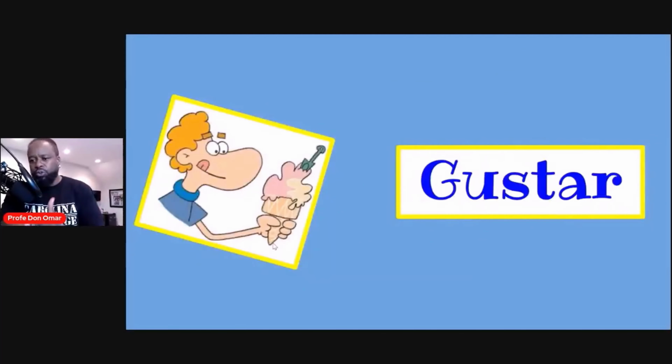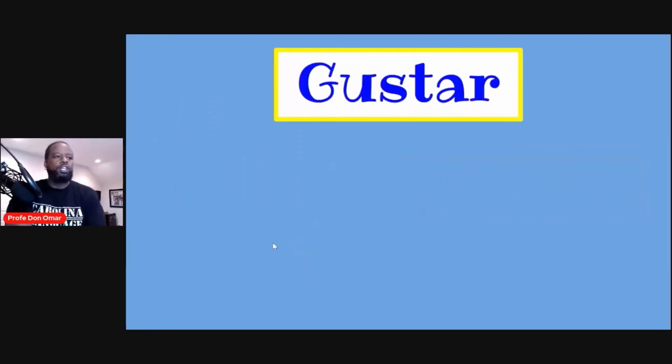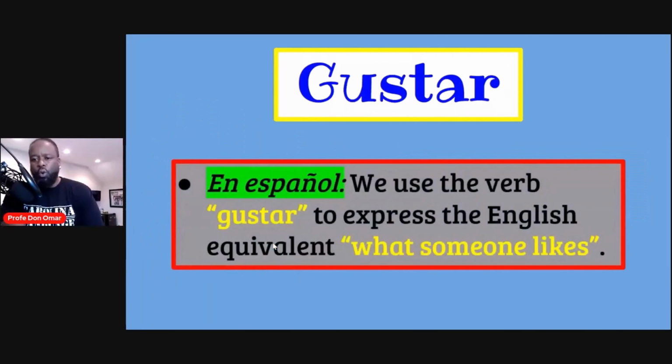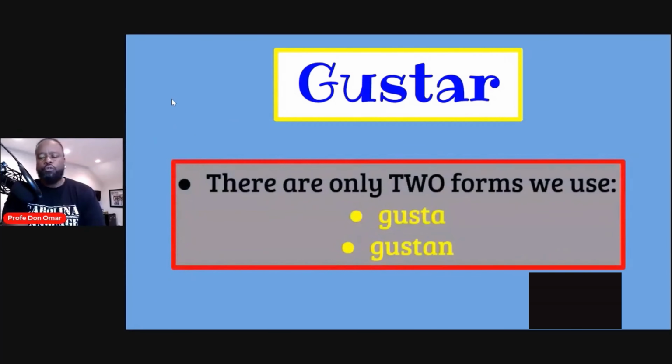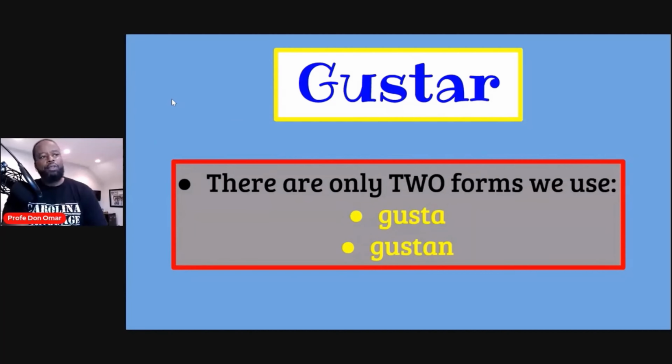Usamos el verbo gustar in español. We use the verb gustar in español. It is the closest equivalent to saying what someone likes in Spanish. There are only two forms that we use in español to say like. We have either gusta or gustan. Those are the only two.